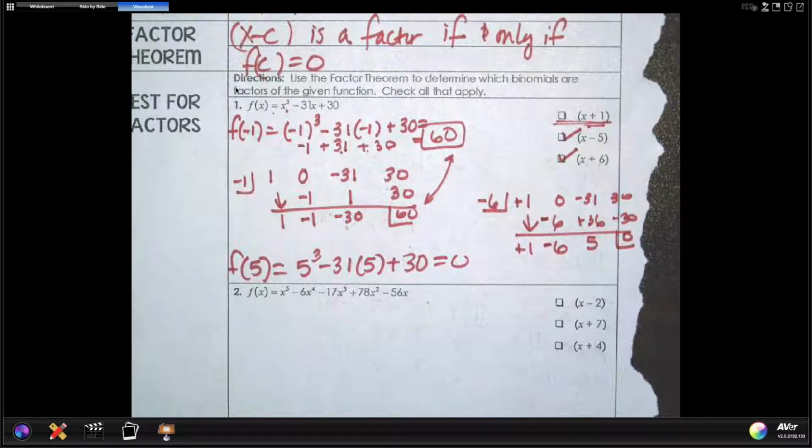And that's all you're doing. Is it a factor, yes or no? And that's your factor theorem: if you plug it in, if f of c equals 0, then it's a factor. Or if you use synthetic division, it's the same thing.